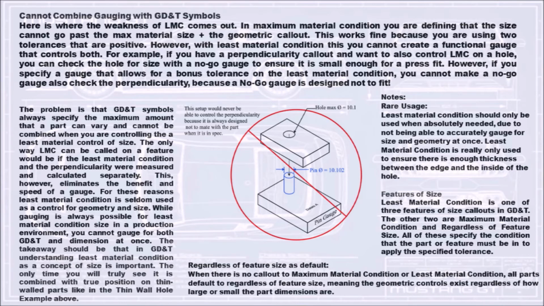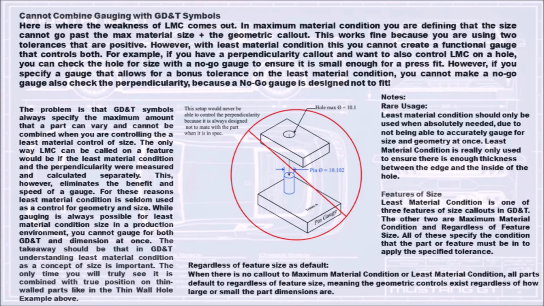For example, if you have a perpendicularity callout and want to also control LMC on a hole, you can check the hole for size with a no-go gauge to ensure it is small enough for a press fit. However, if you specify a gauge that allows for a bonus tolerance on the least material condition, you cannot make a no-go gauge also check the perpendicularity, because a no-go gauge is designed not to fit. The problem is that GD&T symbols always specify the maximum amount that a part can vary and cannot be combined when you are controlling the least material condition of size.